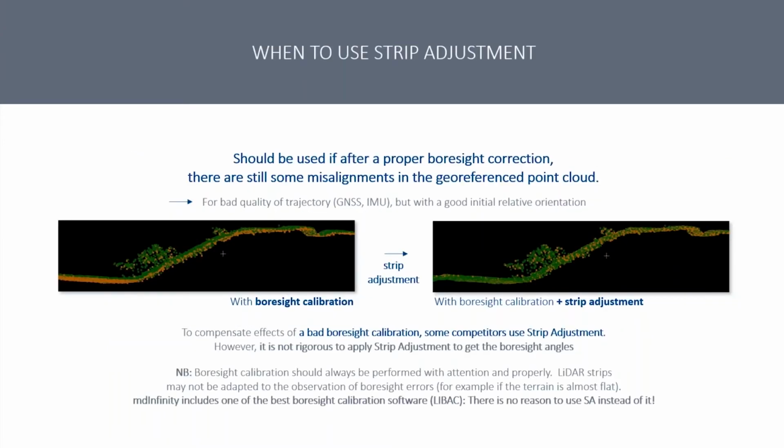When should strip adjustment be used? Strip adjustment should be used when the boresight calibration might not be good enough. Like on the left side, you see that even with boresight calibration, you have two lines where it should be one. And we use strip adjustment here on the right side to adjust it to one line, as it is in reality.